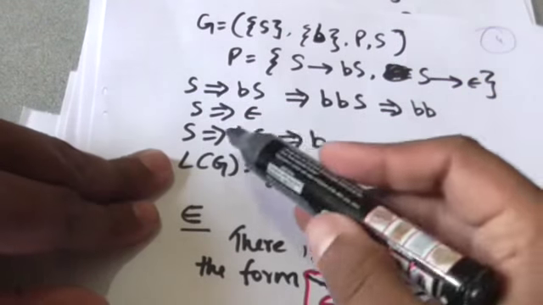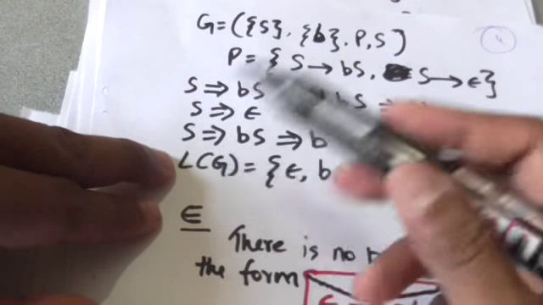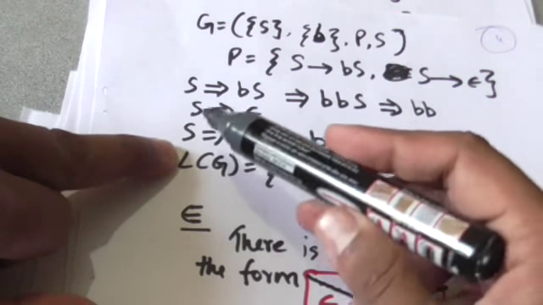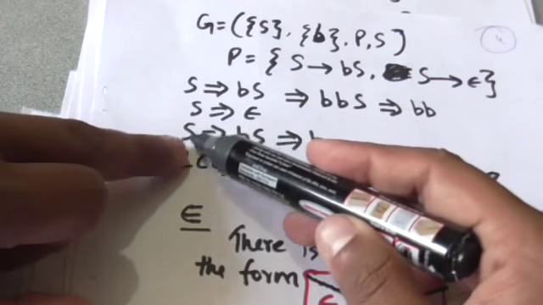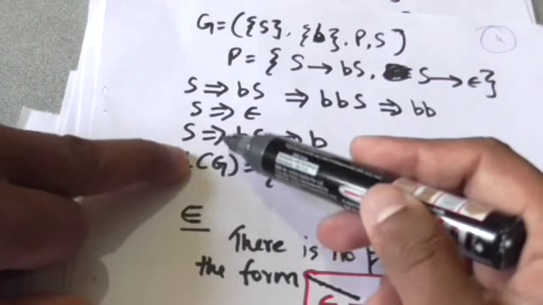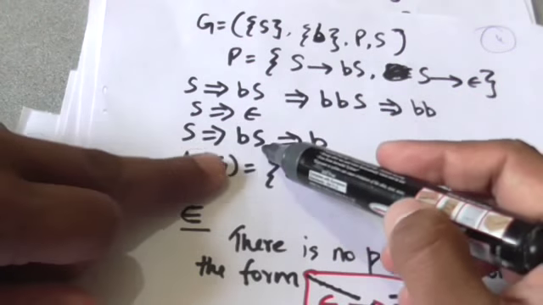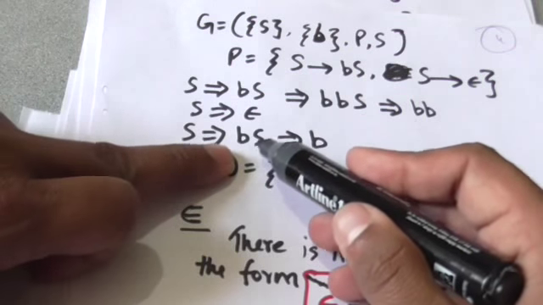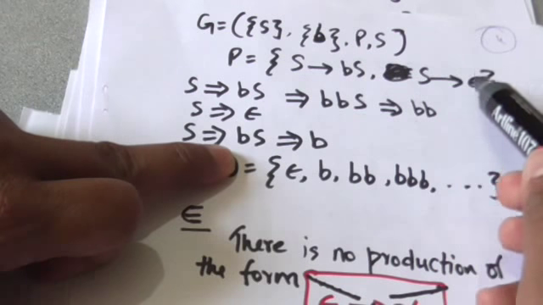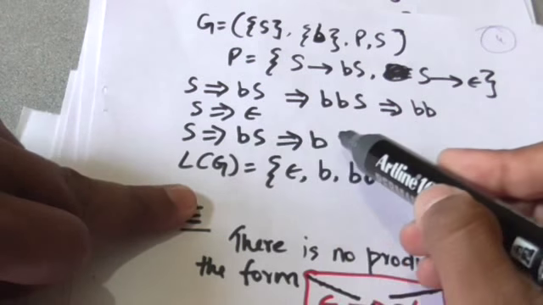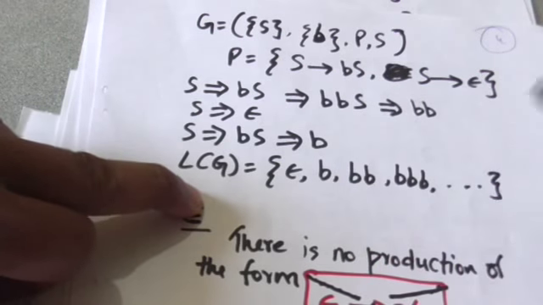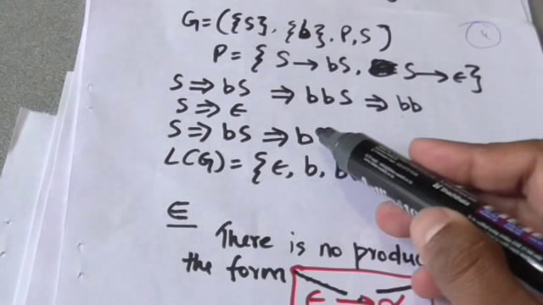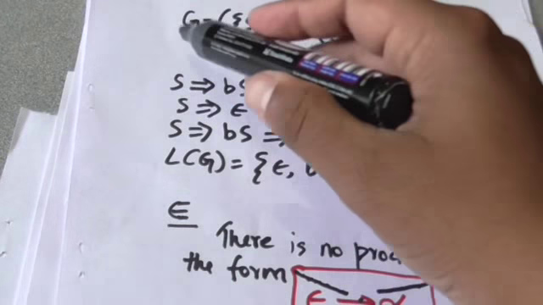Now let us see another derivation. Let us derive another string of terminals. Starting from S, here I applied a production rule S derives bS. Here I have applied the production rule S derives empty string, so S is replaced by empty. So what I got? b. So b will also be in the language of this grammar G.